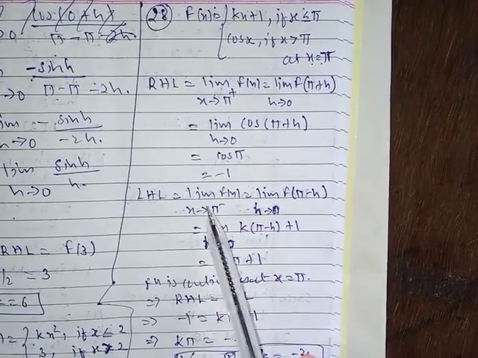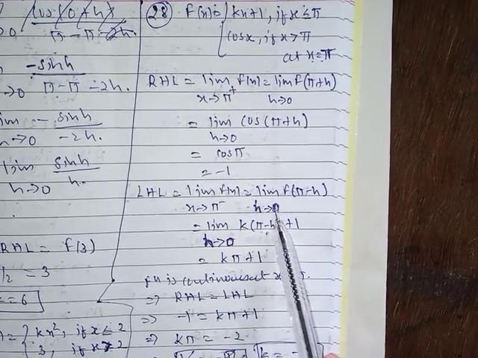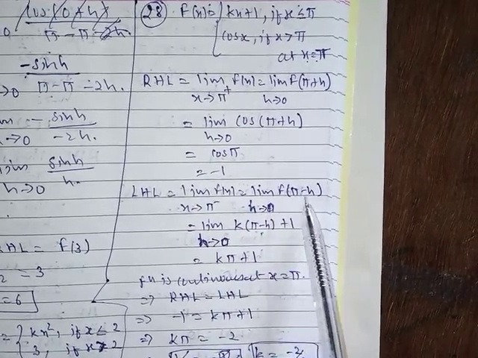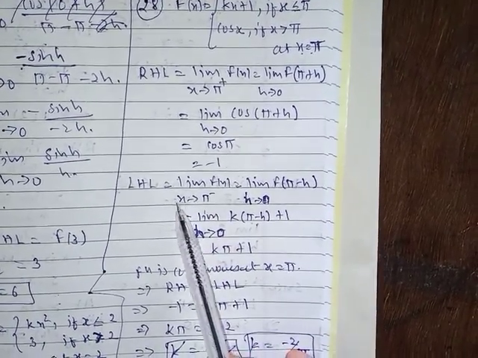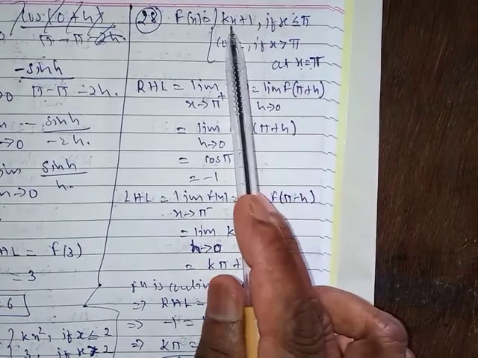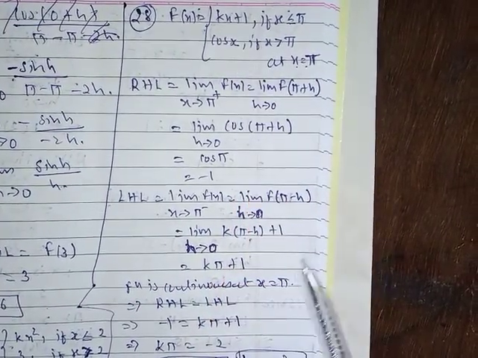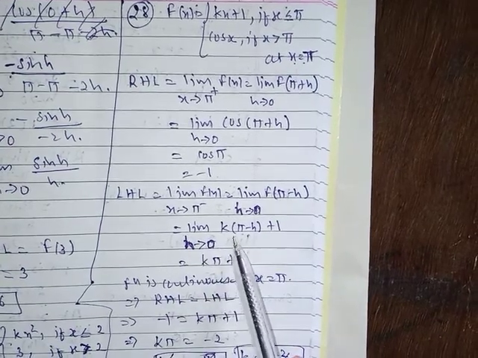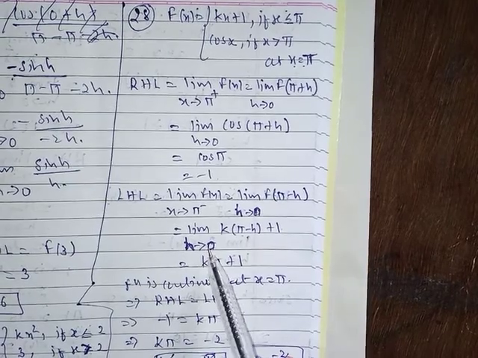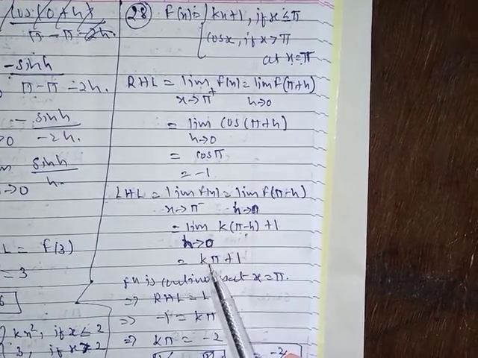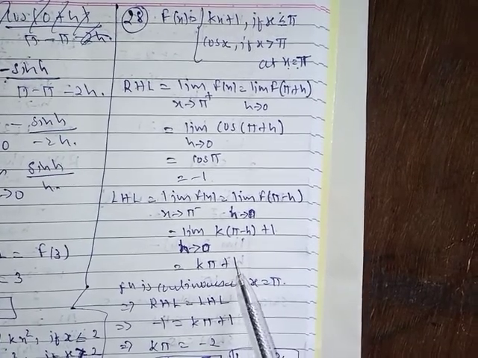Now LHS, limit x tends to pi minus f of x is equal to limit h tends to 0 of f of pi minus h. It is the left hand side of pi. Left hand side of pi is less than pi. So it is kx plus 1. So there we will substitute. So limit h tends to 0, x is what? Pi minus h, plus 1. Substitute the limit, so you will get k pi plus 1.